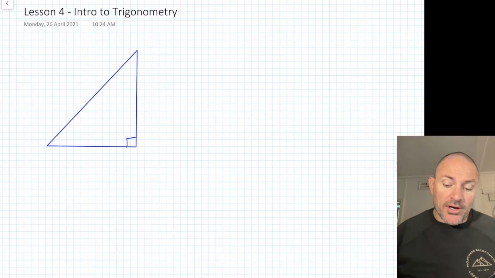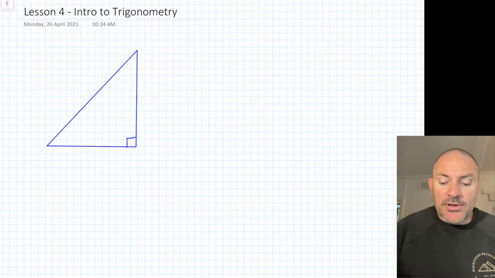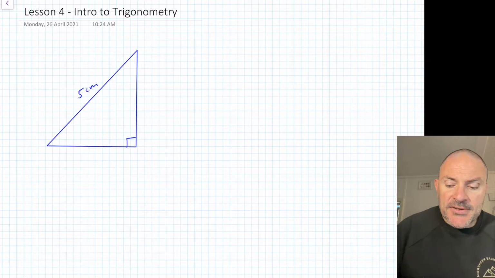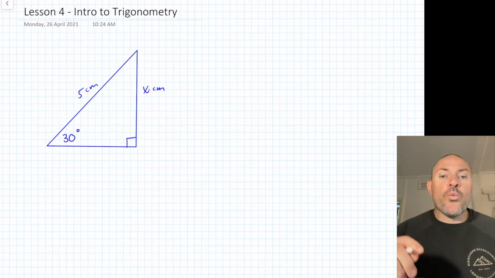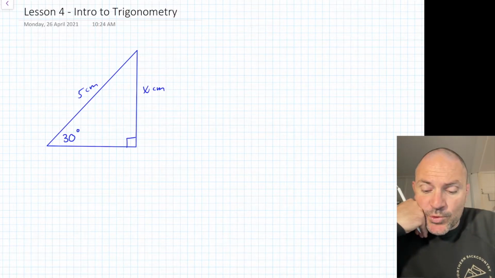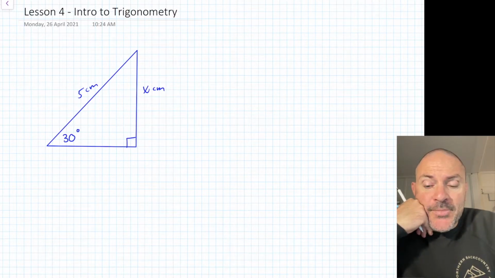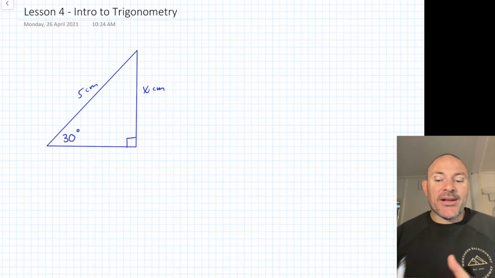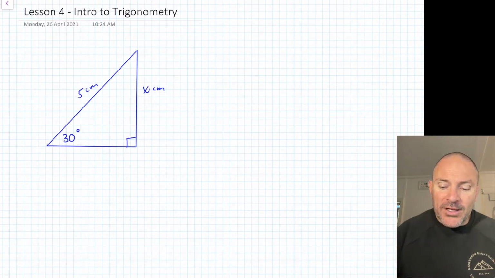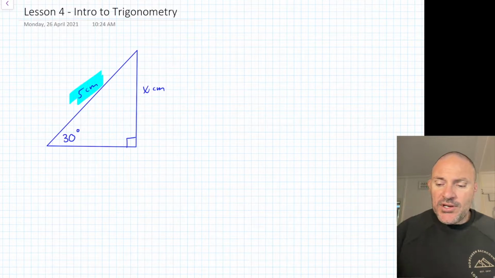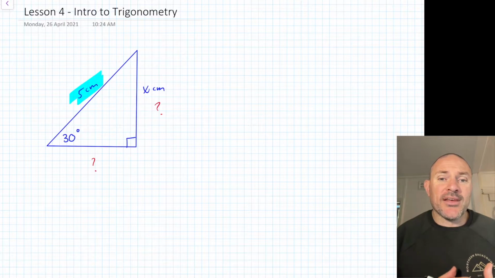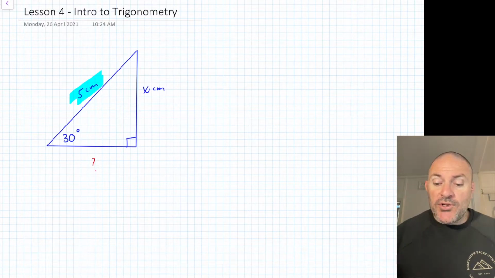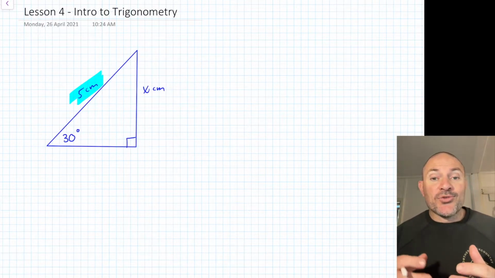Now, if I show you a question, for example, something looks like this: 5 centimeters, x centimeters, and 30 degrees. Can you see why your Pythagoras wouldn't really work with this question? Well, your a squared plus b squared equals c squared, you only have one side in this case. We don't know what these two other sides are, so we can't really use Pythagoras. And that becomes a little bit challenging. So what we need to do, we need to use the topic of trigonometry.